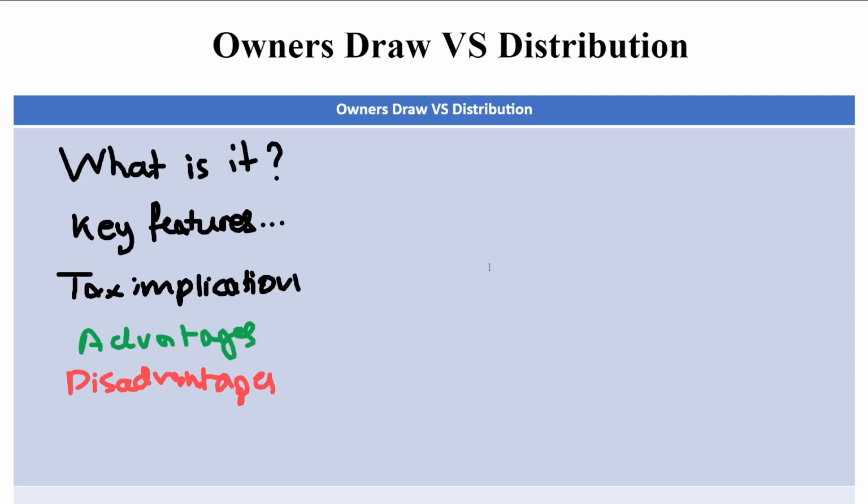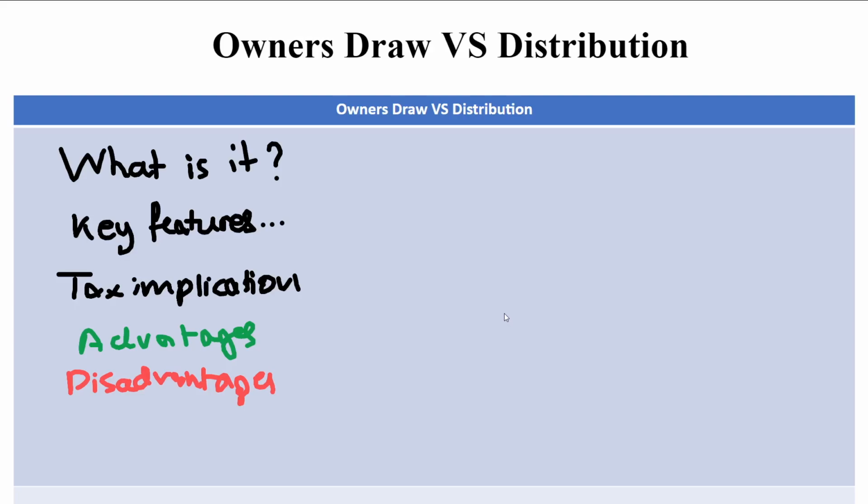Now, as for the tax implications, for a sole trader, partnership, or LLC, distributions are passed through income taxed on the owner's personal return, similar to owner's draw. For an S corporation, distributions are not subject to self-employment or payroll taxes, and for C corporations, the distributions or dividends may be subject to double taxation: tax at the corporate level and again at the individual level.